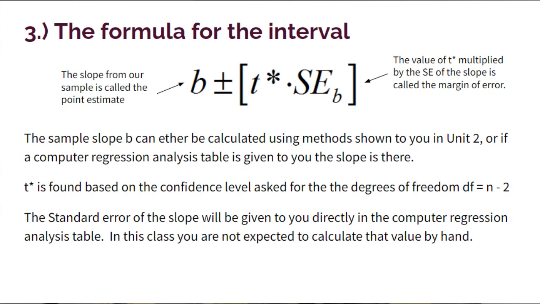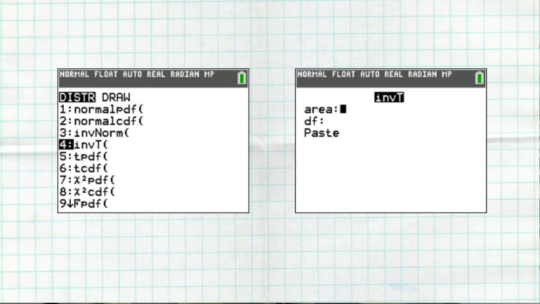All right, the third step is to actually build the interval. This is, again, I really think the easiest part. We're going to start with the sample slope b, and we're going to go up and down by our margin of error. Now, the first part of our margin of error is t star. You're going to get t star using invT on your TI-84 calculator. Just make sure that you incorporate the level of confidence.